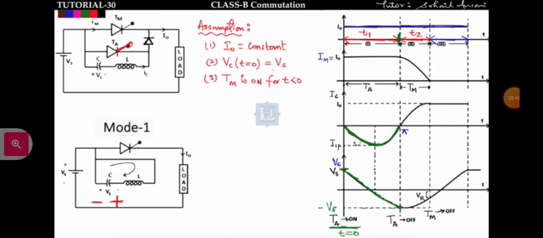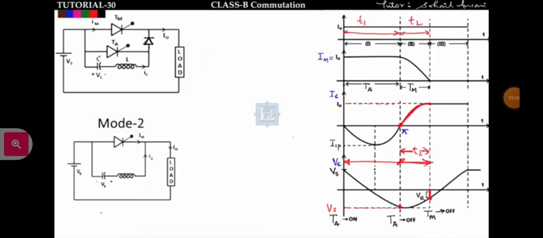The capacitor current will be minus ICP sine omega naught t up to pi, and the capacitor voltage will be a cosine wave that will decay like this, Vs cos omega naught t, and it will again charge to minus Vs, and the polarity will be like this. That is the end of mode 1.